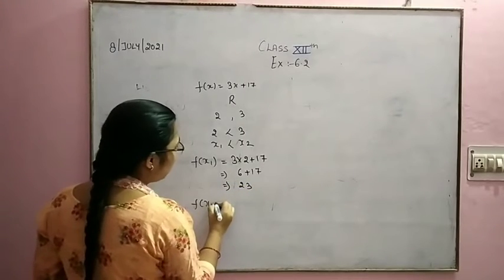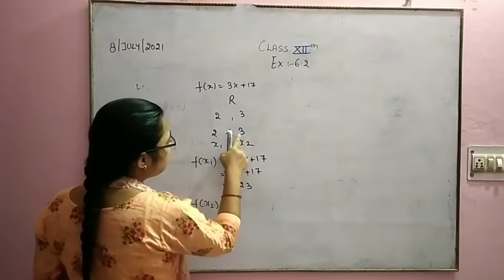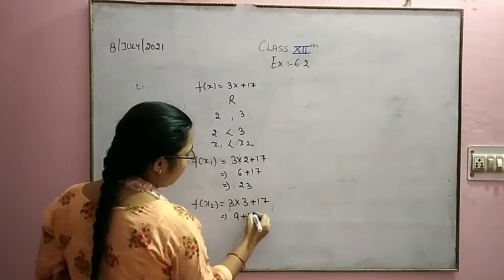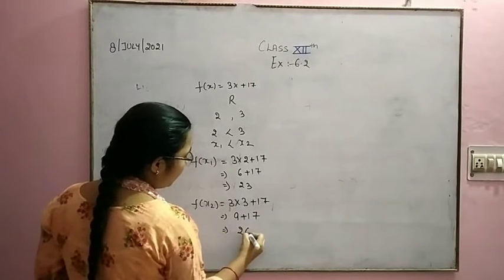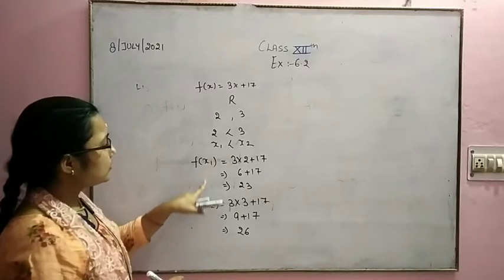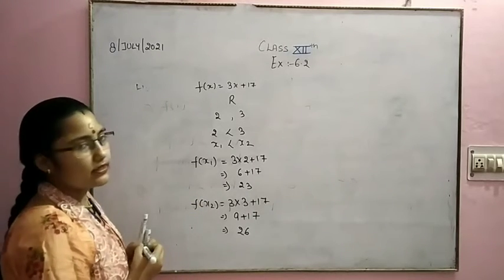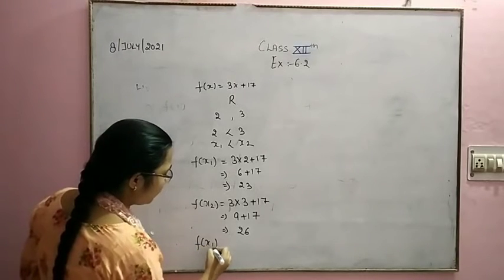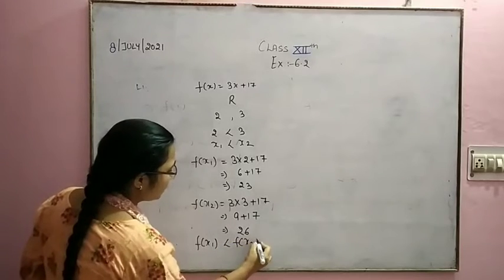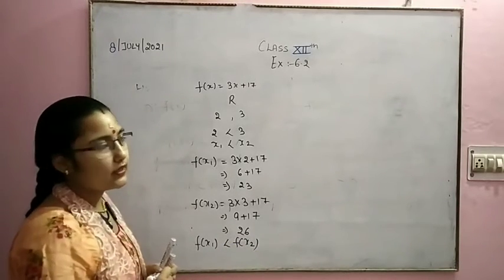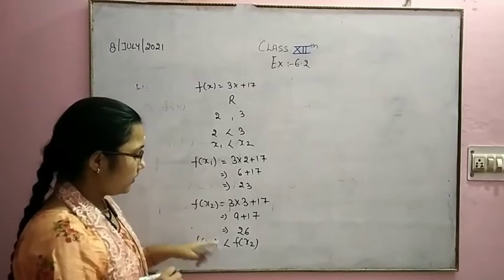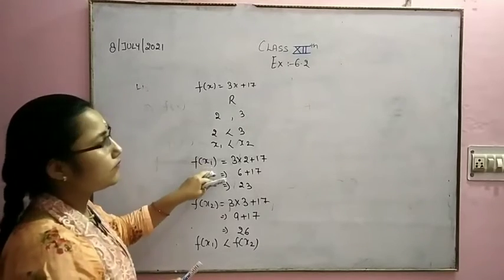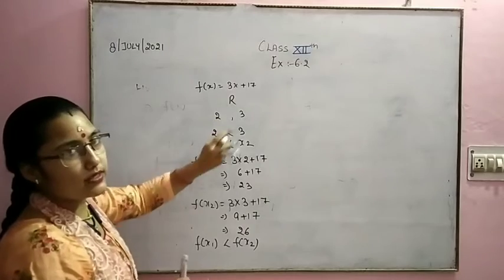And for f(x2), in place of x we put 3: 3 into 3 plus 17, that means 9 plus 17. We get 26. And as we observe, f(x2) is greater than f(x1), and this is the condition of an increasing function. Correct? So the first option we have is f(x1) less than f(x2). This is the case for a strictly increasing function. Next step, and this is applicable for all values in R if x1 is less than x2.